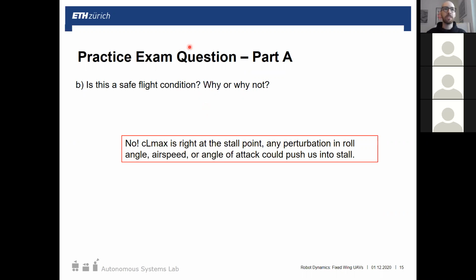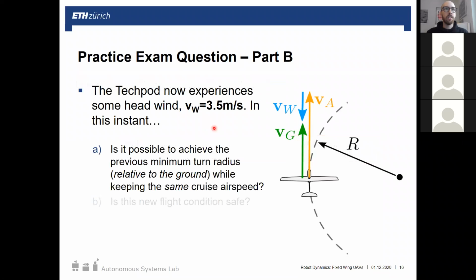It's not going to get full points. I want to know why. Okay, so then moving on, this is part B of the practice exam question.